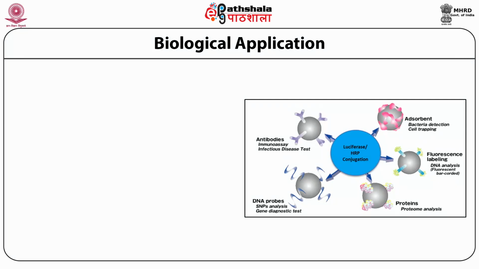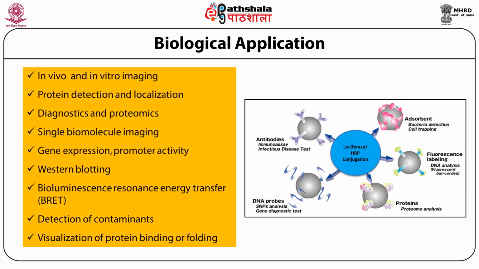Here we discuss the biological applications of bioluminescence. It is used for in vivo and in vitro imaging. Bioluminescence is used for protein detection and co-localization. It can be used for diagnostic and proteomics purposes, single biomolecule imaging, gene expression and promoter activity. In the Western blot, bioluminescence can be used. One of the most important techniques based on bioluminescence is known as bioluminescence resonance energy transfer. Later we discuss the BRET in detail.